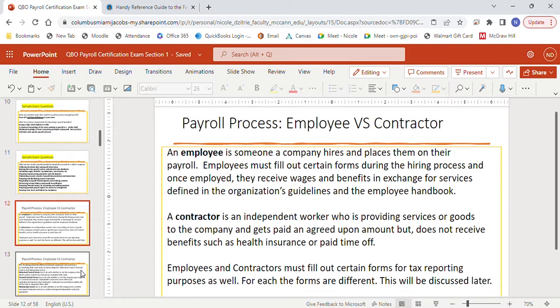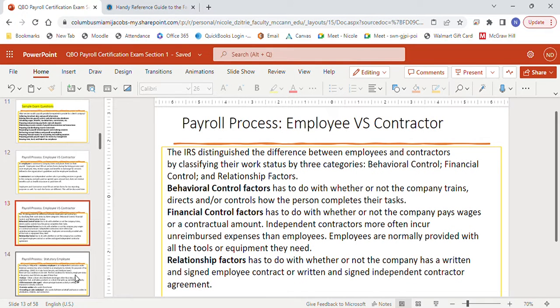Employees and contractors must fill out certain forms for tax reporting purposes as well. So with a contractor, even though they're an independent contractor, they also have to fill out forms for you. And again, we'll discuss that in the next section. And the forms for each are different. So for employees, they fill out one form, contractors, they fill out another. And we'll discuss that in section 2.